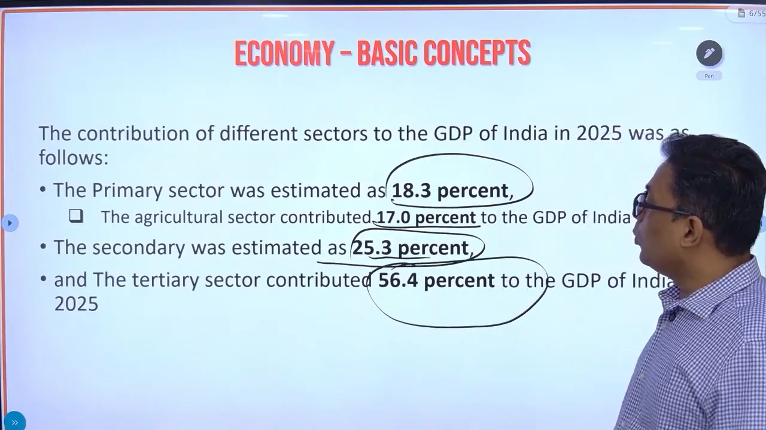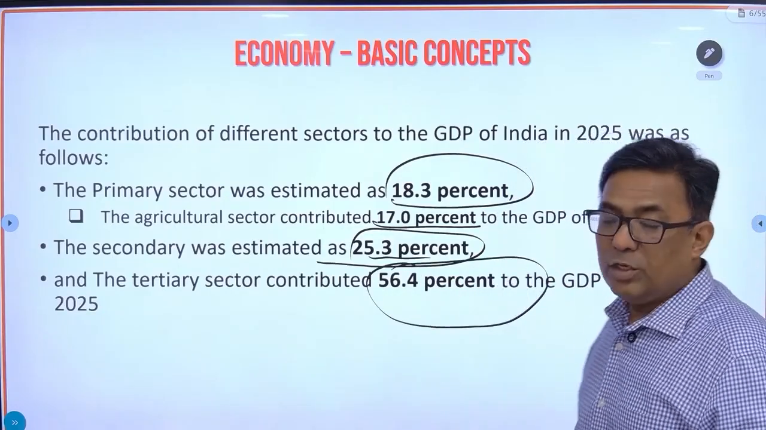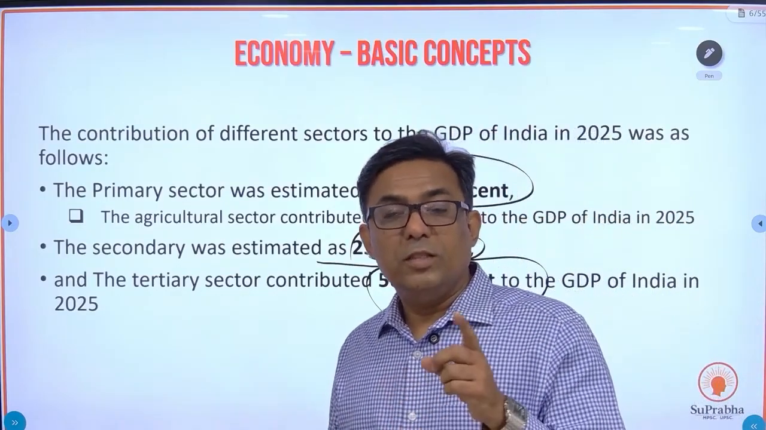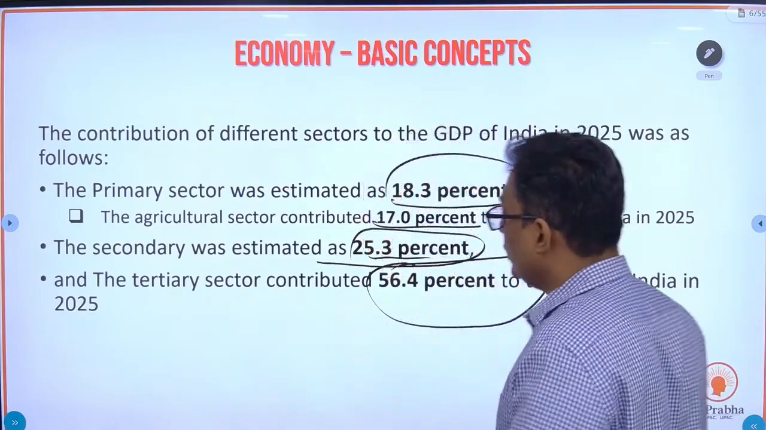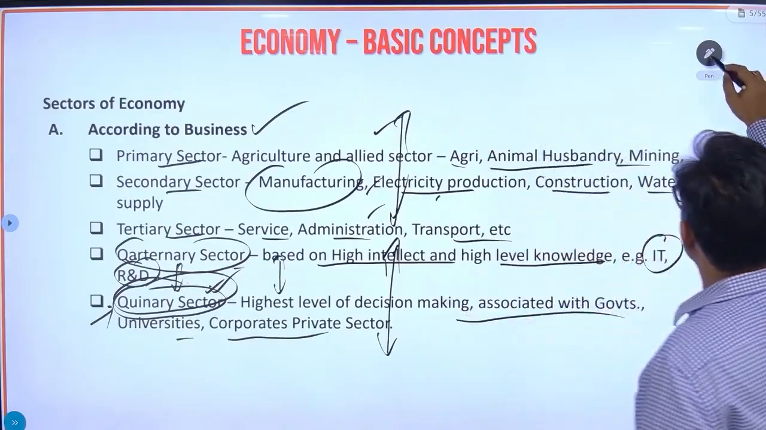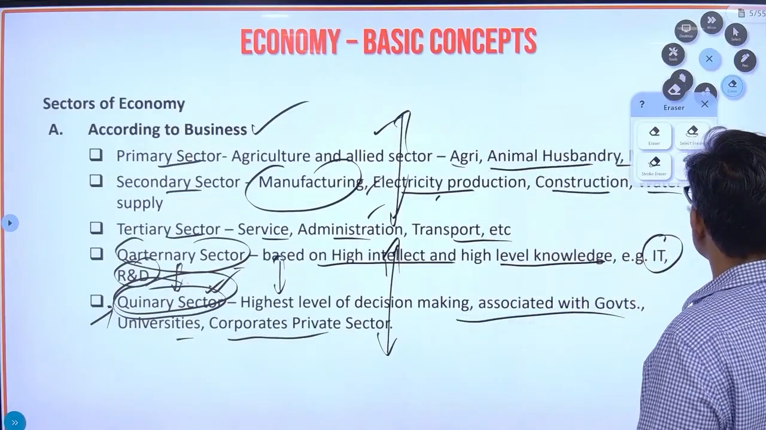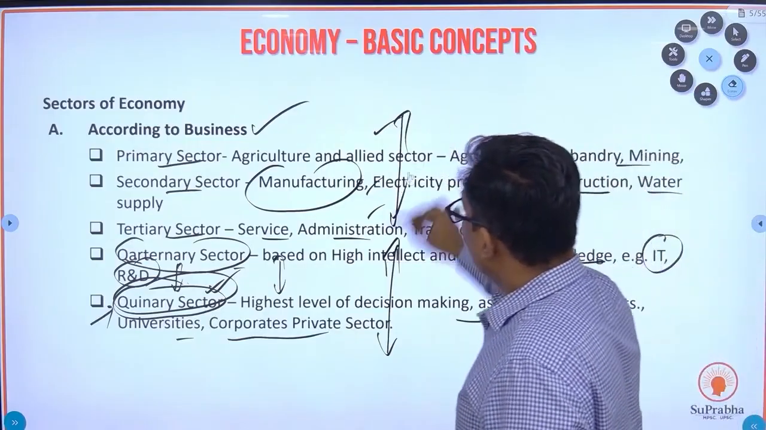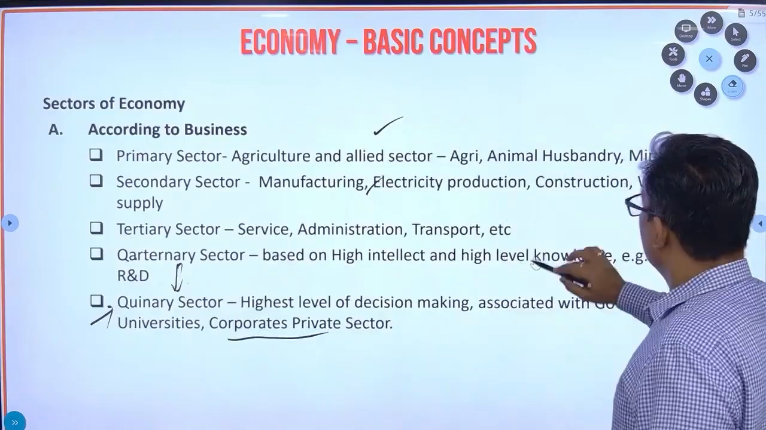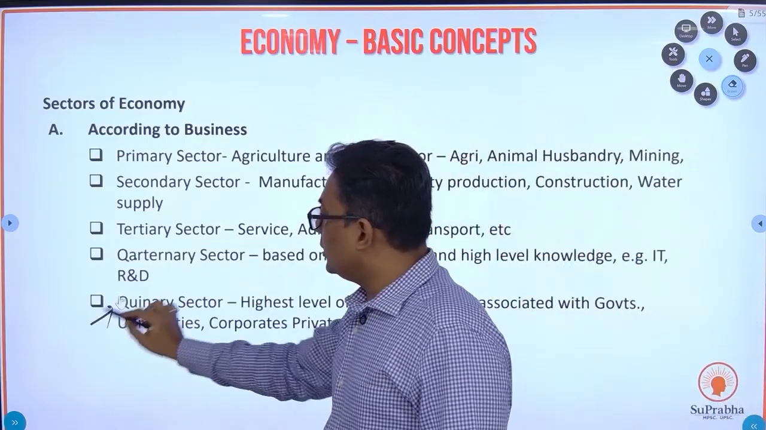that is 56.4% of the GDP. Now this is factual data. Once you have understood this concept, what is a primary sector, what is a secondary sector, then it's easy to mug up and understand this part.